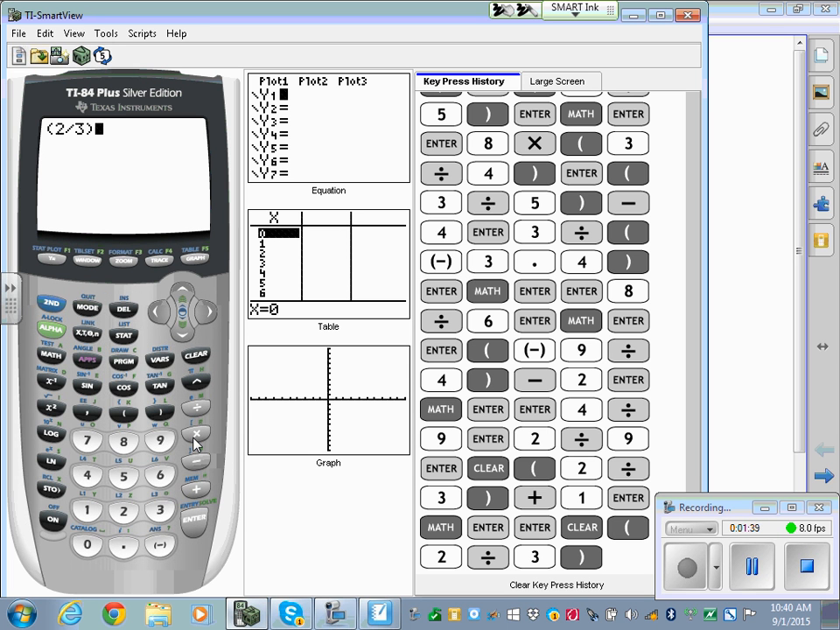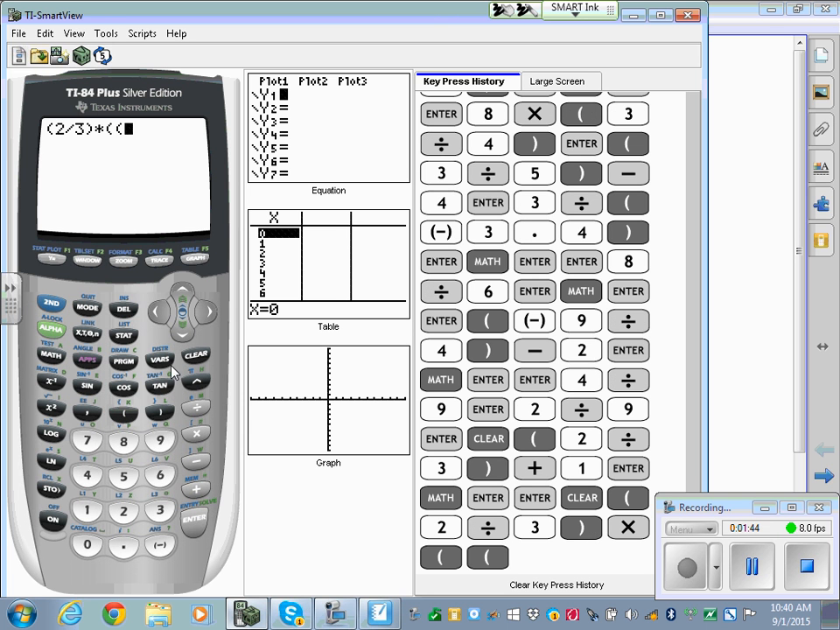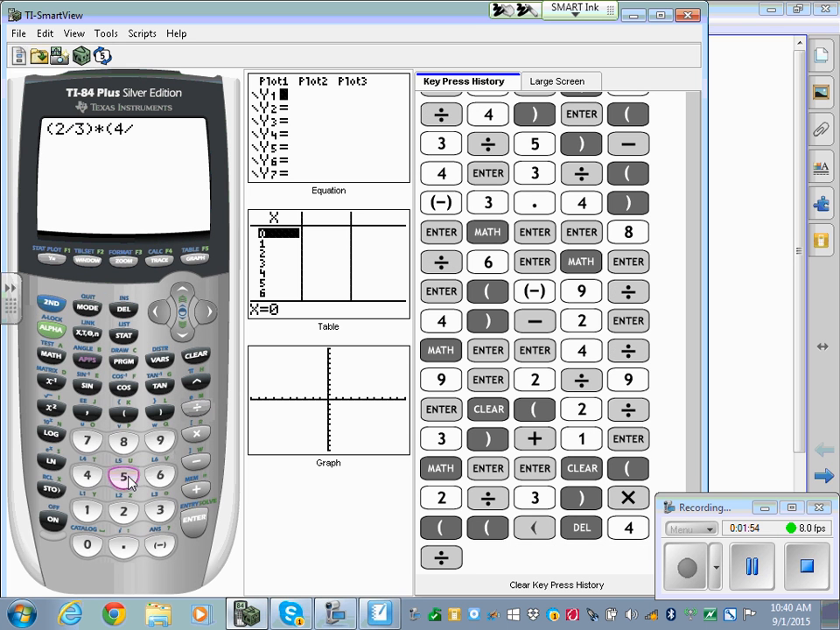2 divided by 3. So 2/3 times, and I have to do another parenthesis again. Oops. I accidentally hit 2 there. Delete. Okay, so 2/3 times, what was the other fraction? 4/5. So 4 divided by 5, close your parenthesis. Hit enter. Did you all get the decimal? Okay, now we want to change it back to a fraction.